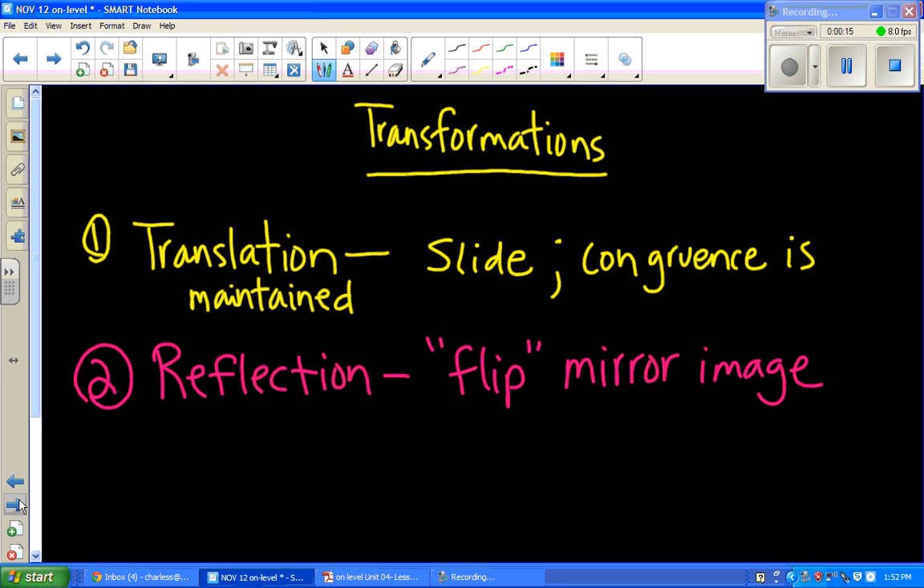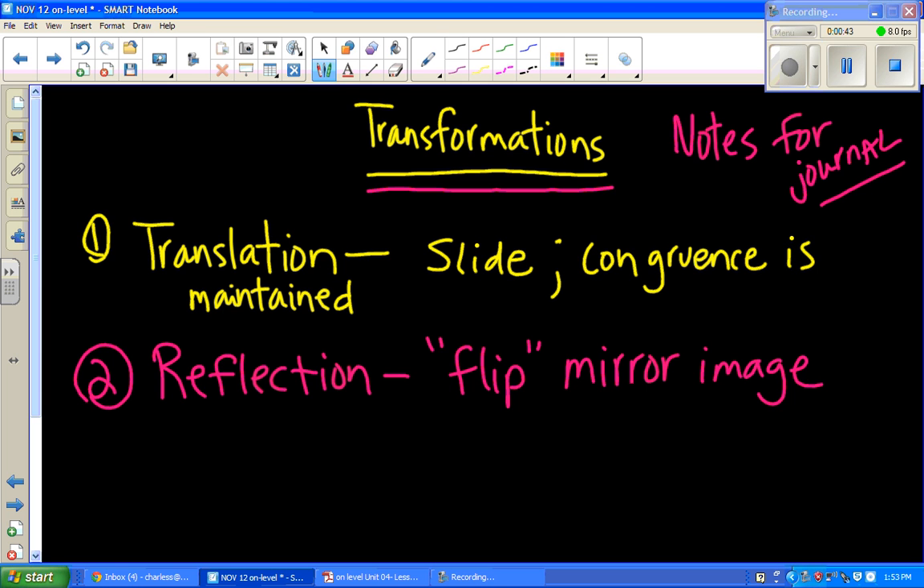So, notes. All of you were told to bring your journals home. We're going to take just short notes for you to write down in your journal so you do not forget. The title of your notes page is Transformations. Notes for journal. You need this. Please write it down. We will be checking tomorrow to make sure that it's in your journal.